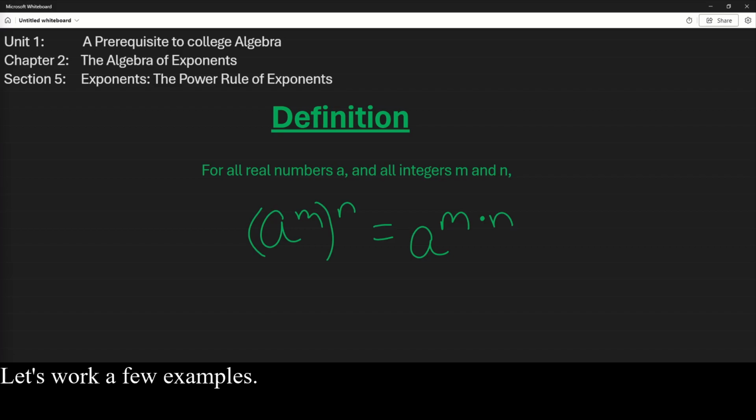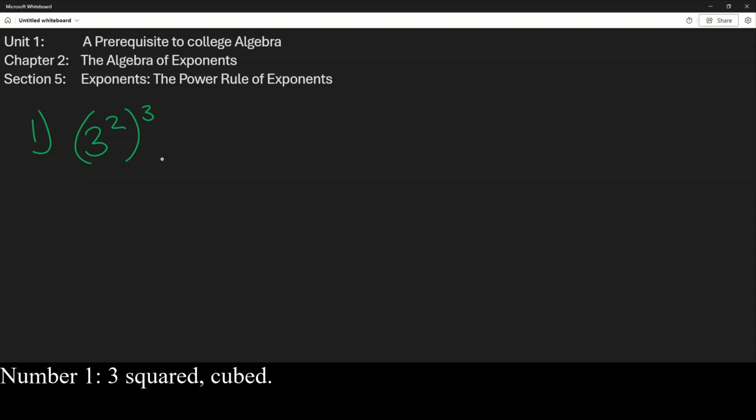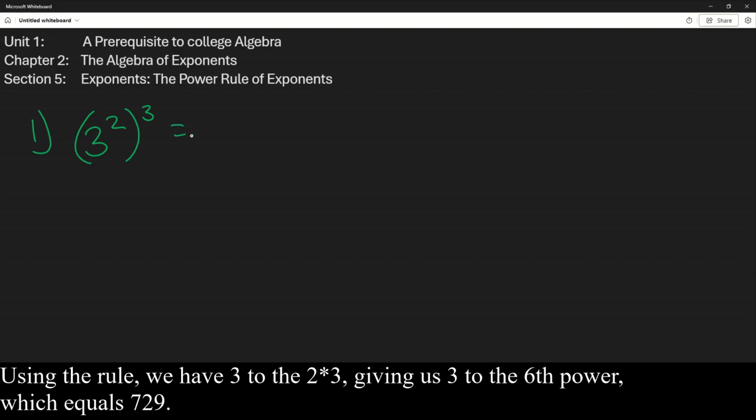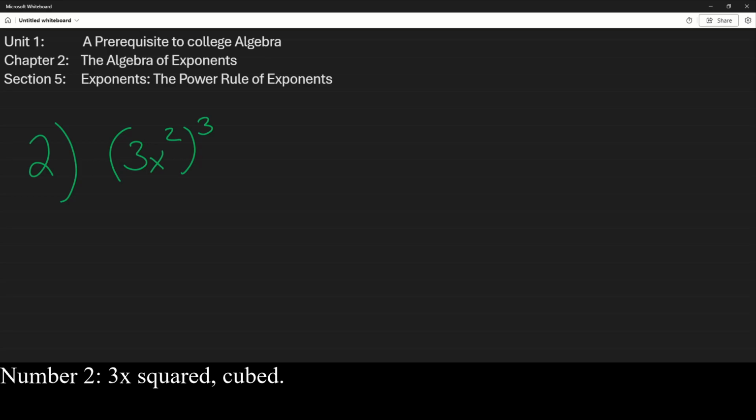Let's work a few examples. Number 1, 3 squared, cubed. Here we show the simplicity of the definition. We are given 3 squared raised to the 3rd power. Using the rule, we have 3 to the 2 times 3, which gives us 3 to the 6th power. This equals 729.